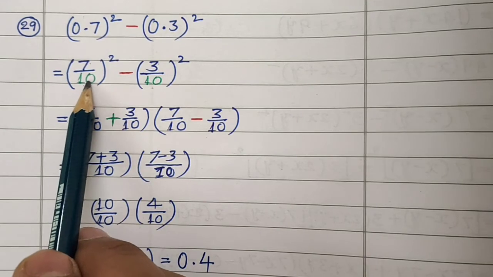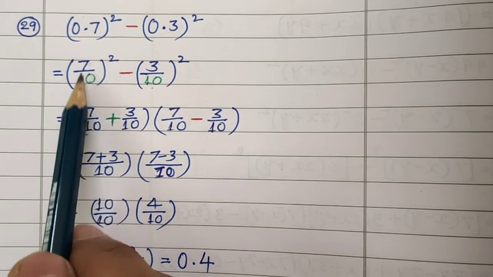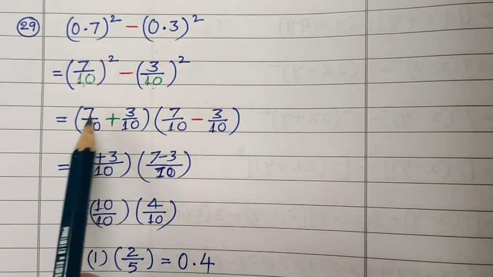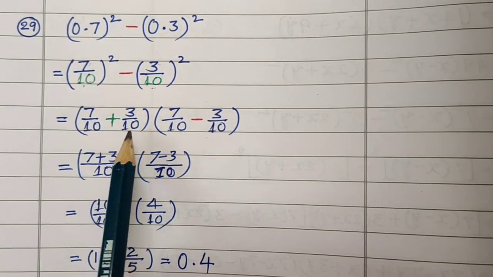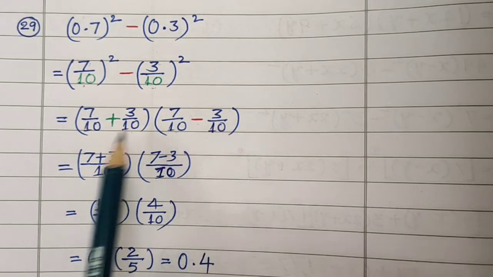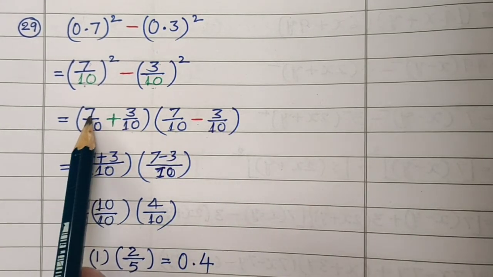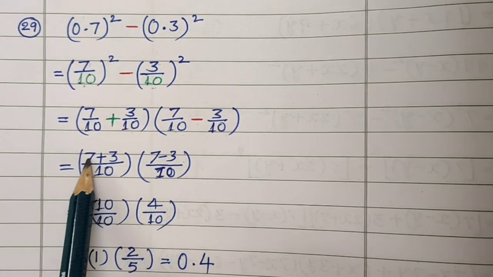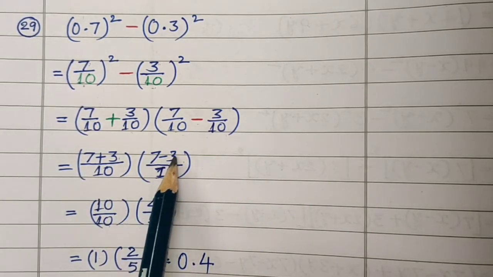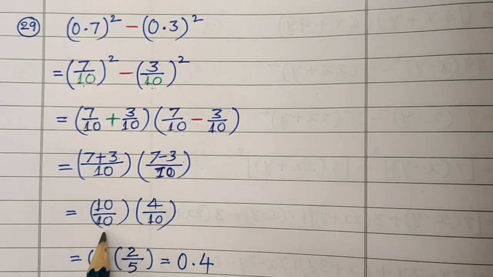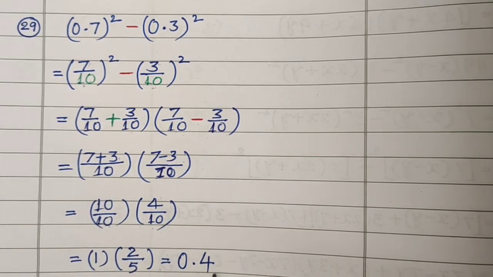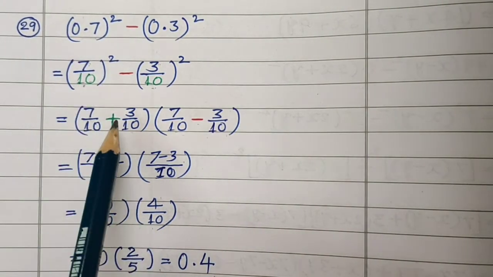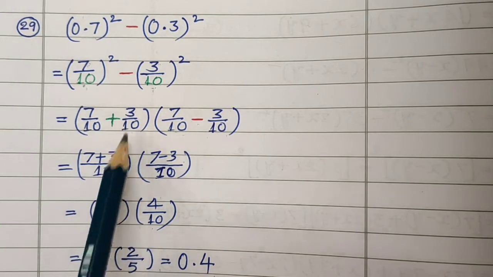This is in the form of a² − b². In place of a we have 7 by 10, in place of b we have 3 by 10. (a + b)(a − b): (7/10 + 3/10)(7/10 − 3/10). Take 10 as LCM, 7 plus 3, here 10 as LCM, 7 minus 3. Then 7 plus 3 is 10 by 10, 7 minus 3, 4 by 10. This is 1 into 2 by 5, that is equal to 0.4. Instead of taking decimals, if you take 7 by 10 and 3 by 10, it will become easier.